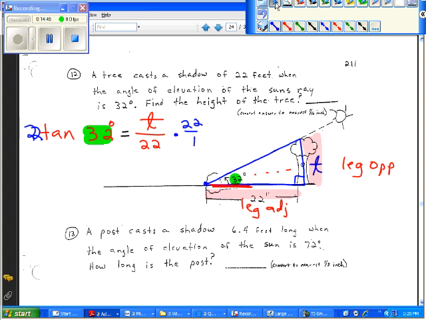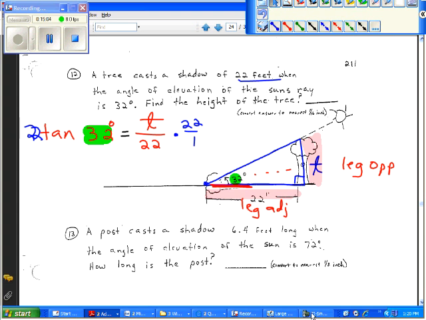Now, this was measured in 22 what? Feet. 22 feet. So my answer is going to pop out in feet, and it said it wants the answer to the nearest 16th of an inch. Yay, we like that kind of stuff.